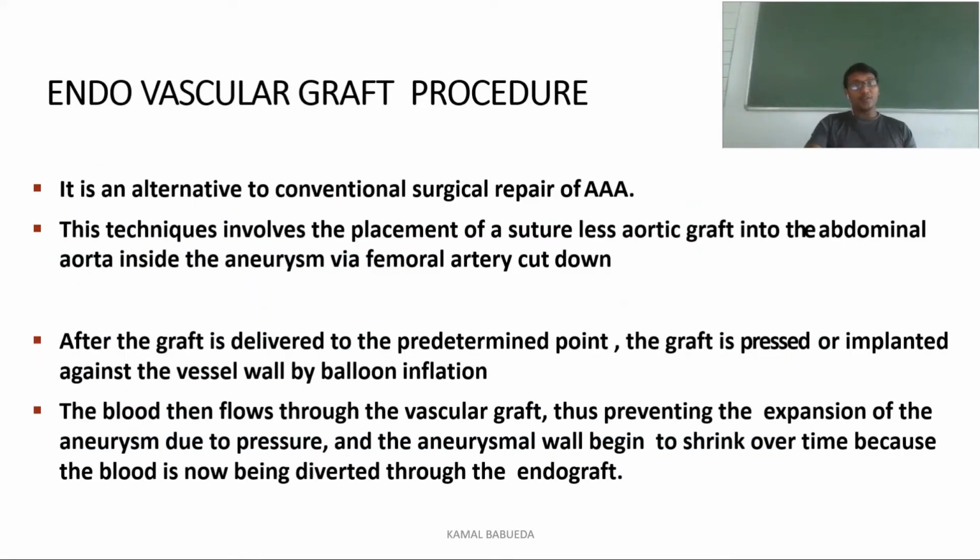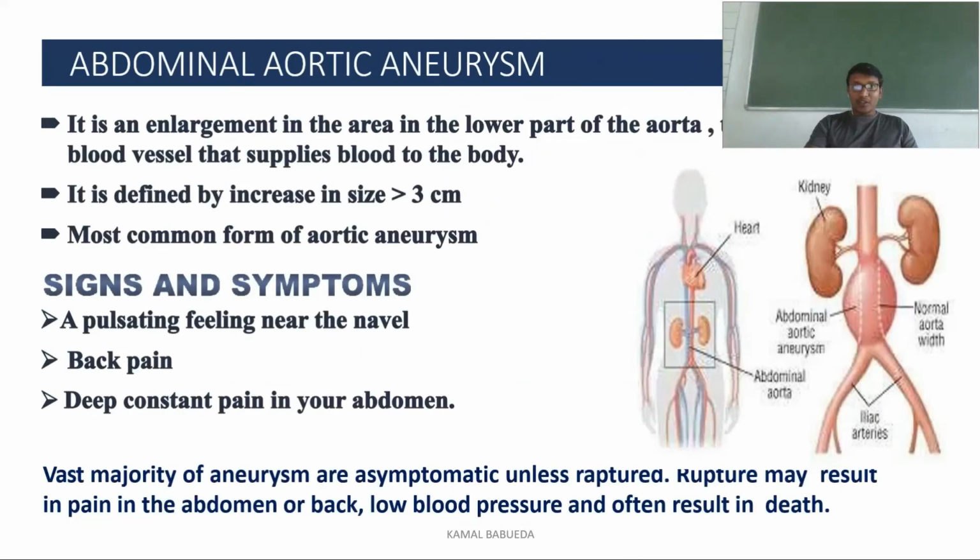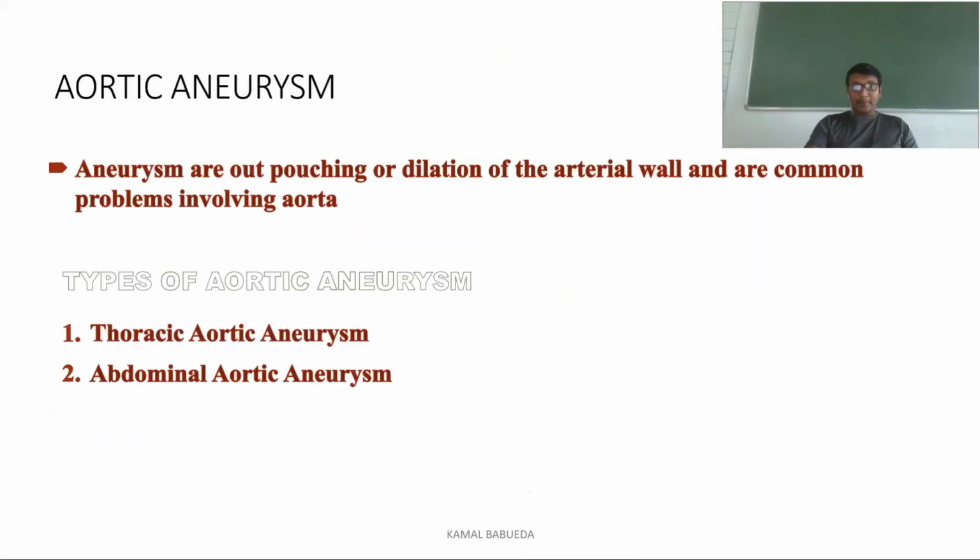Firstly, the endovascular graft procedure. What does this mean? It is an alternative to conventional surgical repair. Here we place a sutureless aortic graft in the abdominal aorta inside the aneurysm. We go through the femoral artery to do this procedure, and a graft is delivered to the desired point. I will show you what this endovascular repair is.